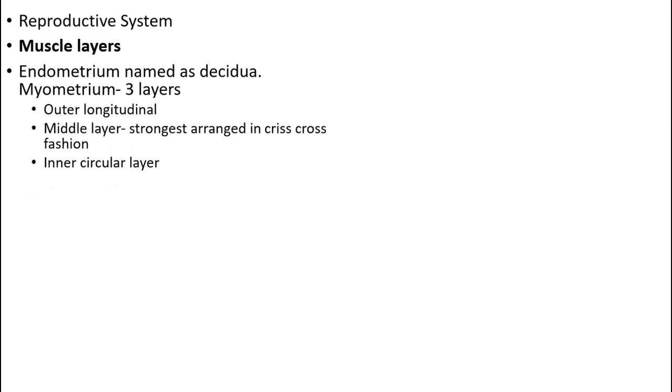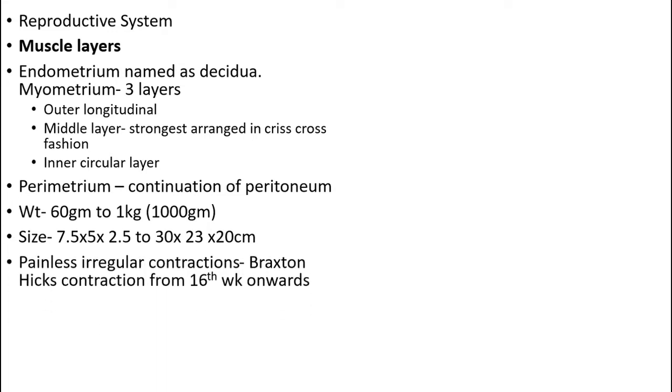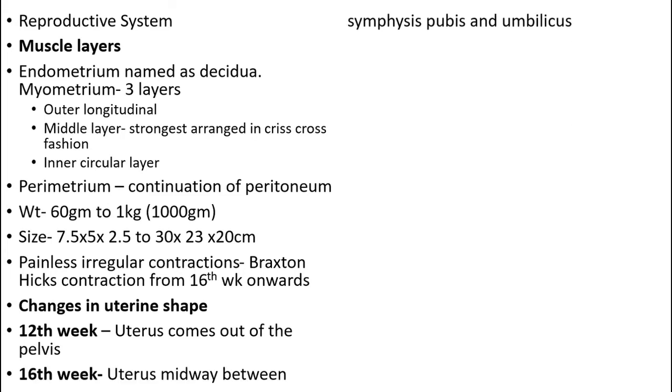In the uterus, the endometrium is named as decidua, and the myometrium or the muscle layer is arranged with the outer one as a longitudinal layer, the middle layer in a crisscross fashion, and the inner one in a circular fashion. Perimetrium is a continuation of peritoneum. Weight of the uterus increases to 1 kg. The size increases to 13, 23 and 20 centimeters. The painless uterine contractions will start from 16th week, called Braxton Hicks contractions. Change in the uterine shape: at 12th week, it comes out of the pelvis.